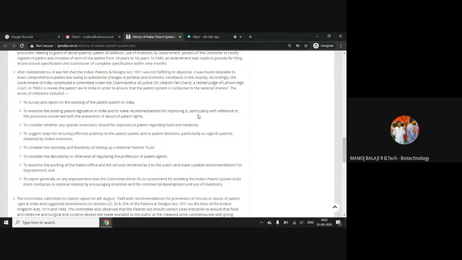After independence, it was realized that the Indian Patents and Designs Act 1911 did not fulfill its purpose. Due to significant changes in the political and economic conditions of the country, it was desirable to enact a comprehensive patent law. Accordingly, the Government of India set up a committee in 1949, headed by Justice Dr. Bakshi Tek Chand, a retired judge of the Lahore High Court, to review the patent law in India to ensure that the patent system is optimal for the national interest.